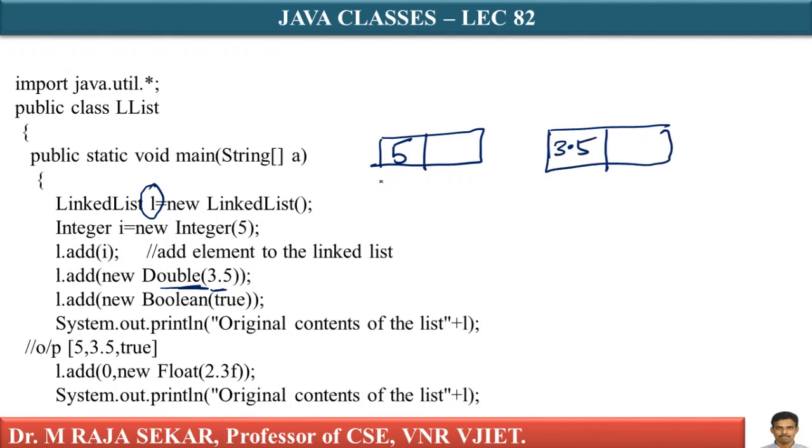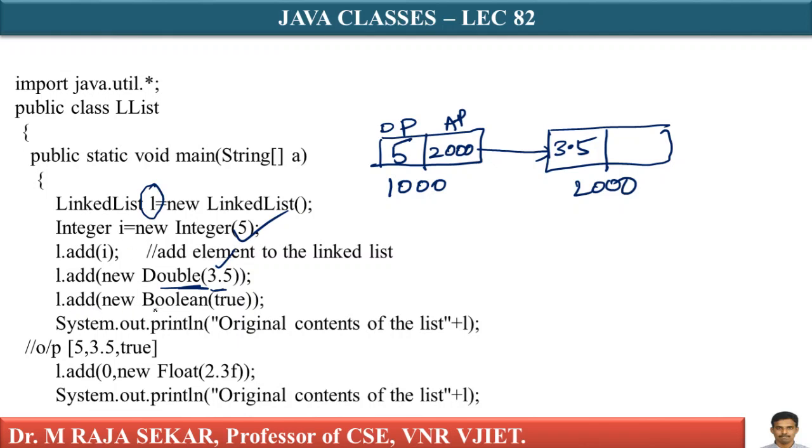Let me say the address of this node is 1000. Let me say the address of this node is 2000. This is the data part, DP. This is the address part, AP. Here it's 2000. As it has the 2000 address, it will point to the node whose address is 2000, isn't it? What are the contents now? I stored 5, just 5. I already stored 3.5. l is the linked list object.